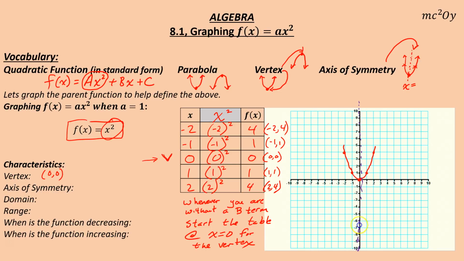It goes through the vertex. And that line is at x equals, well, what does x equal at that line? It's x equals 0. That is my axis of symmetry. And what does that do? That means if I take this point, I can reflect it over to here. This point, I can reflect it over here.